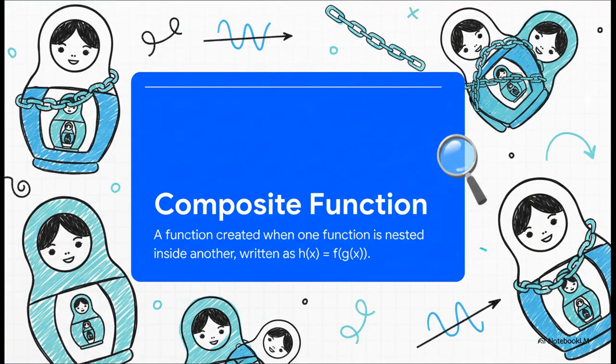So this nesting doll idea, it's got a formal name, of course. It's called a composite function. It's just one function, let's call it g, that's living inside of another function, f. And really understanding this structure, that's the key that unlocks the power of our next tool.